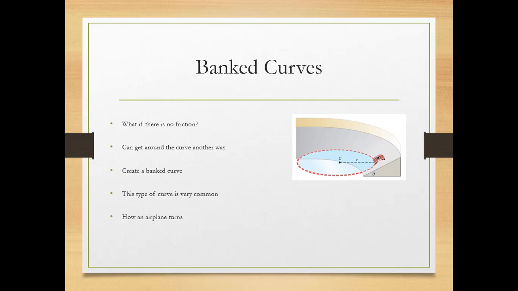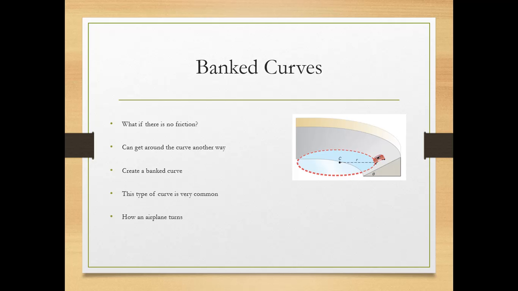We can get around this curve another way. So if we have an icy curve and we have the worst tires imaginable, and we maybe put oil on the icy curve to make it even more slippery, even less friction, and so we've basically reduced the frictional force to 0, there is still a way you can get around the banked curve.